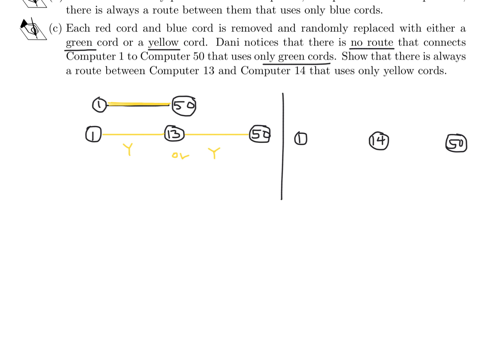And very similar to the 14, even if you put an intermediary in there, same story. There is no route that connects computer 1 to computer 50 that uses only green chords. So at least one of them has to be yellow, like that. They both can't be green. Okay, so I think I got it.